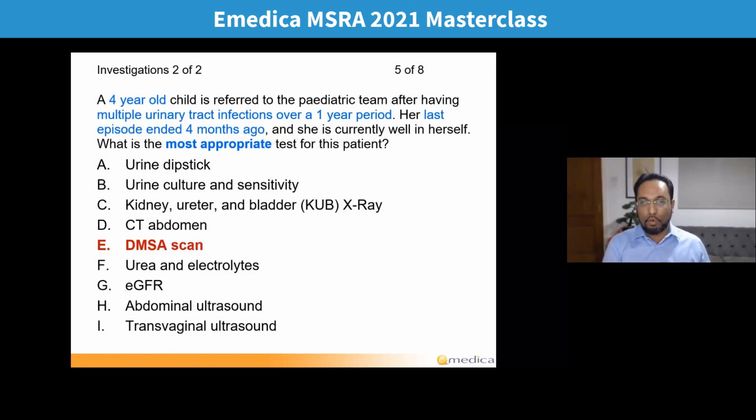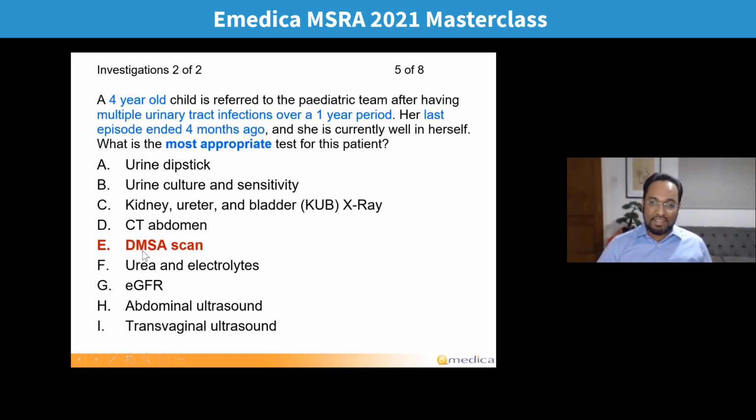Now, the key word here is most appropriate. What does that mean? It means most appropriate for this patient in this scenario. Okay, what's the scenario? Someone with recurrent UTI, multiple UTIs over a 1 year period, and her last episode ended 4 months ago. Okay, that is very, very important. She's well in herself at the moment. There's no indication to do a urine dipstick or a culture or things like that. So it's really about imaging to look at long-term damage, to look at what's happening with the kidneys.